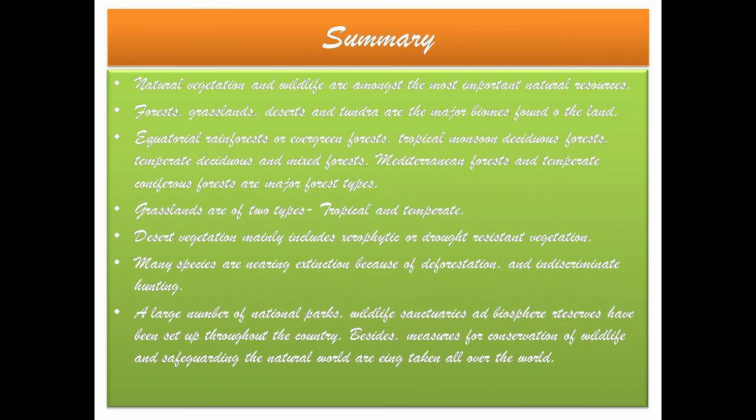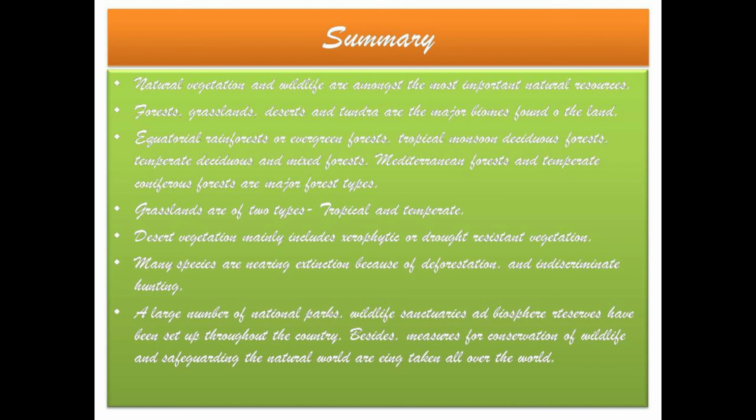Students, let us sum up what we have learnt in this chapter. Natural vegetation and wildlife are amongst the most important natural resources. Forests, grasslands, deserts and tundra are the major biomes found on land. Equatorial rainforest or evergreen forest, tropical monsoon deciduous forest, temperate deciduous and mixed forest, Mediterranean forest and temperate coniferous forest are the major forest types.